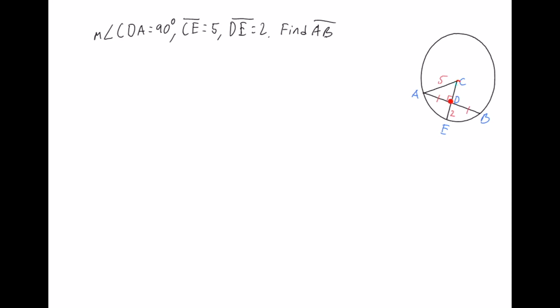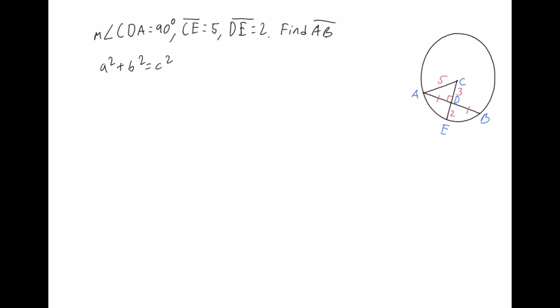Also, if we know CE is 5 and DE is 2, that means CD is 5 minus 2, which is 3. So now we have a right triangle with measures 3 and 5, and we need to find this line here. So we can use the Pythagorean theorem. A squared plus B squared equals C squared.